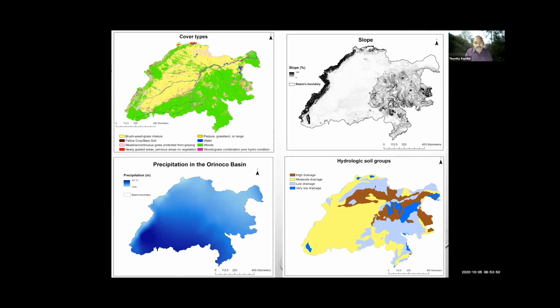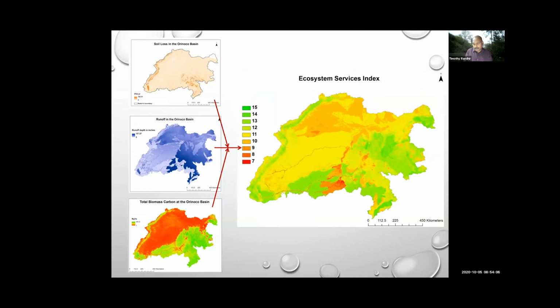Another example is in the Orinoco in the Colombia-Venezuela region. Again, we don't have much information, but we were able to capture a lot of it from remote sensing, which you could use in conservation decisions and policies. So here is an ecosystem service index, which we developed for the Orinoco River.